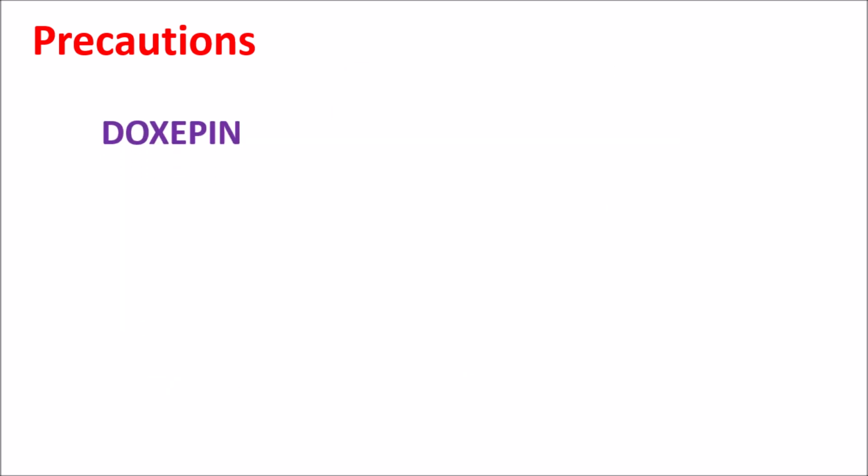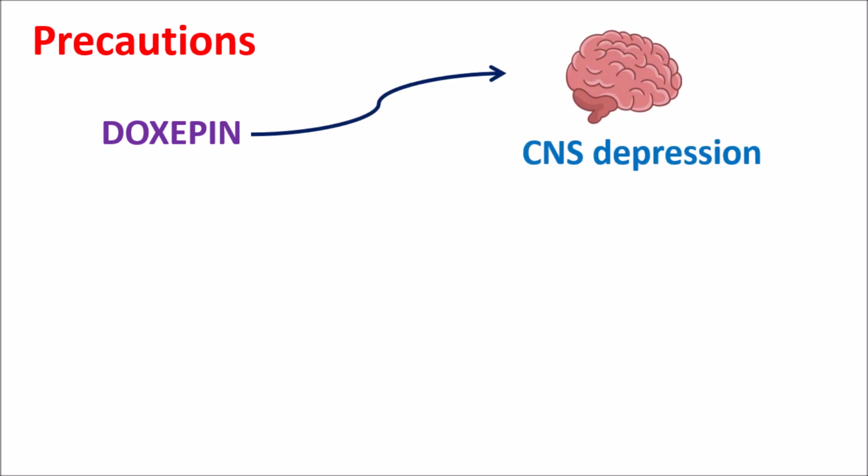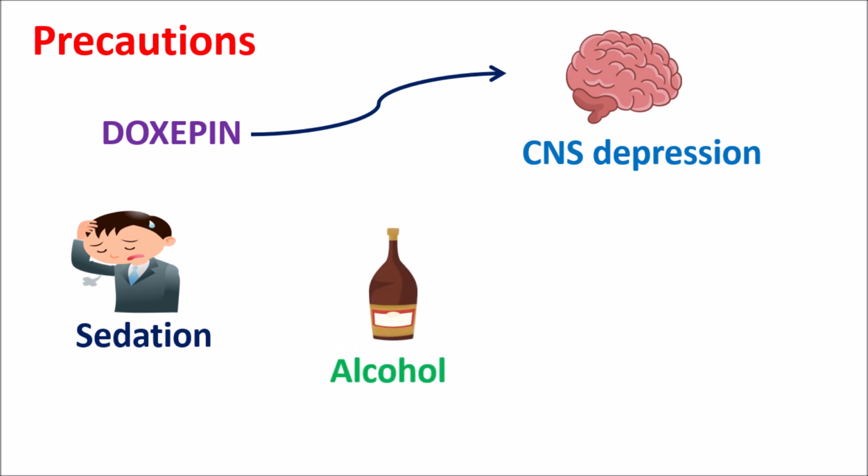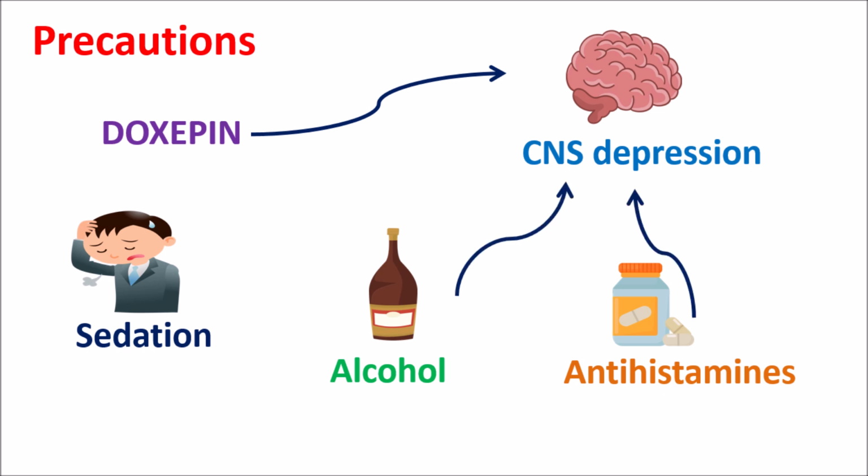Another important precaution is that doxepin can act on the CNS and it can produce CNS depression. So doxepin can produce some sedation which may impair the daytime activities. That's why, while taking doxepin, alcohol can increase the sedation, as can any antihistamines which are used for treatment of either allergy or cold. If these drugs are combined with doxepin, they can further increase the CNS depression. That's why with doxepin, antihistamines and alcohol should be carefully used, and high intake of alcohol is not recommended.